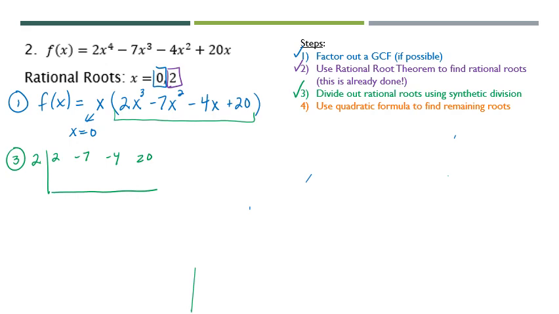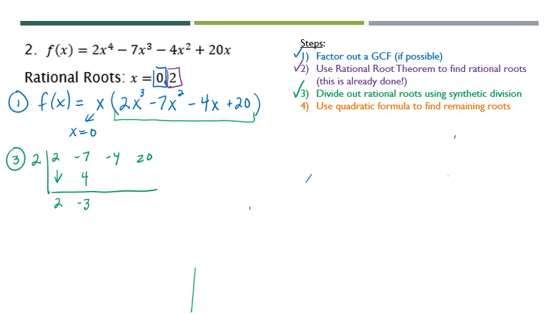And now I have to go through the process of synthetic division so that I can find my a, b, and c values for step 4. So I'm going to bring down my 2. 2 times 2 is 4. If I add down, I get -3.